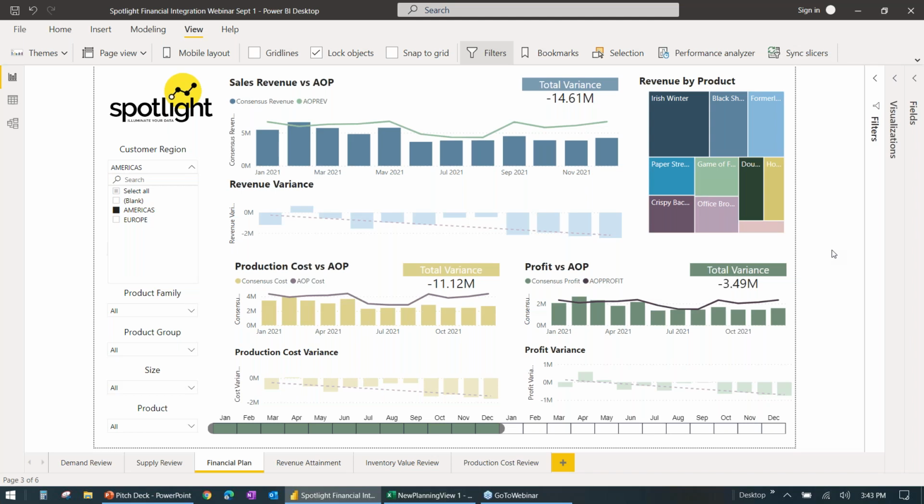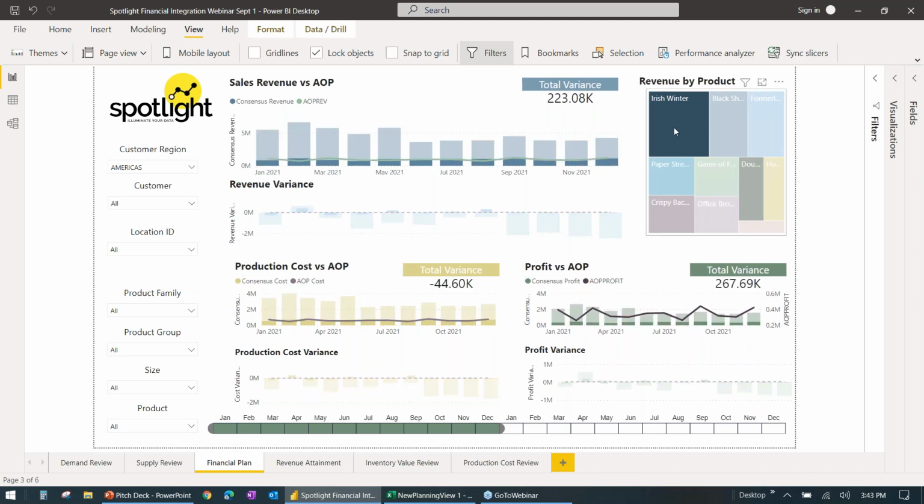And so what this allows you to do is say, okay, if I'm really looking at my profitability, and I'm making a change on my profitability, what do I need to go after, right? So in this case, I'm overperforming on my highest performing or my highest revenue product. In this case, it's Irish Winter. Okay.